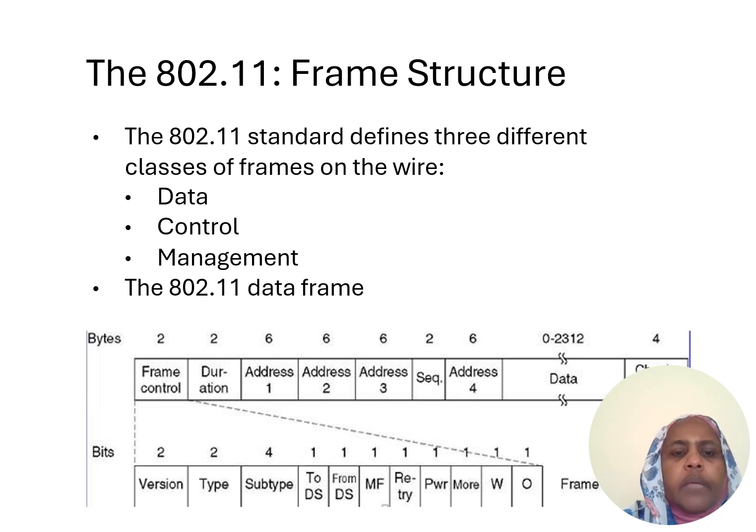802.11 has 3 frame types: data, control, and management. The frame generally consists of frame control, duration, addresses, data, and checksum. The frame control field has subfields. One of them is the type, which says whether this is a data frame, control frame, or management frame.